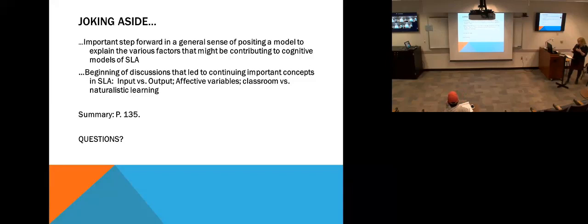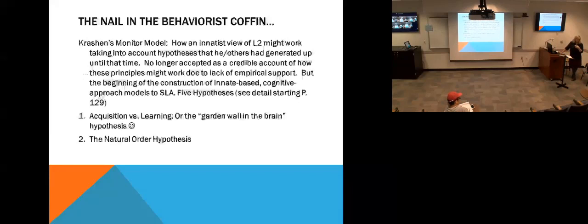But the model itself, because it's untestable, because you can never tell exactly what it is, right? It could be the affective filter stopping the input. It could be the monitor stopping the output. There's no way to test any of these things. Then that in and of itself is unusable, for most of us, for applied linguistics, it's now considered to be an unusable proposition.